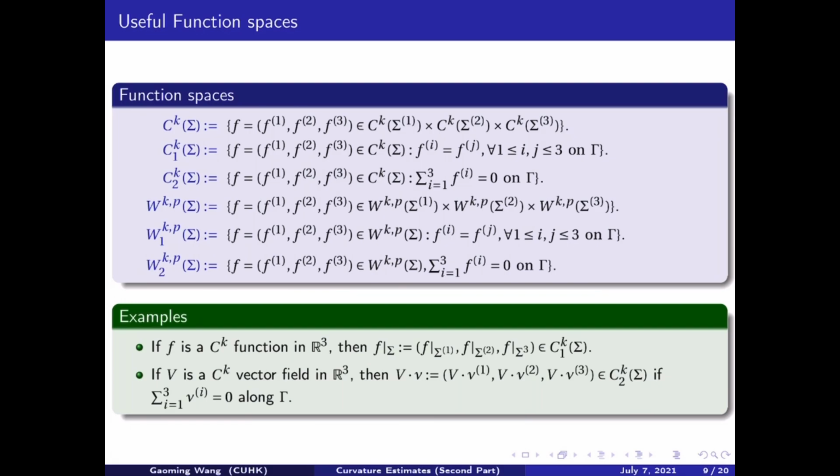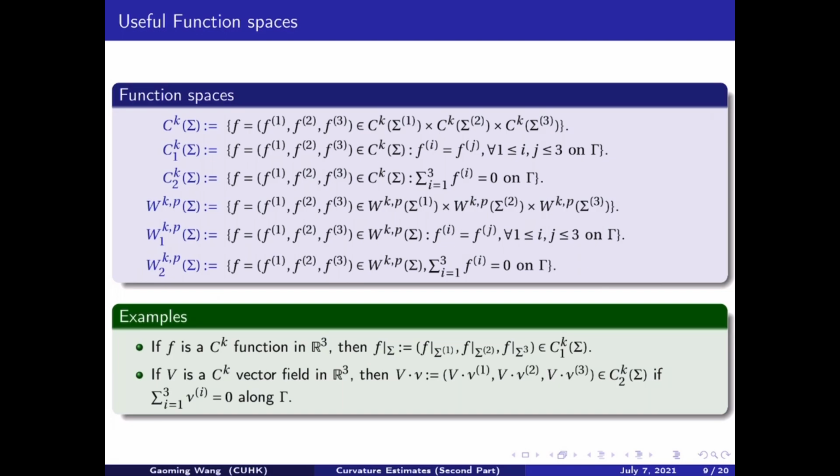We say a function f on Σ is C^k, where we use this notation here, if each f_i is a C^k function on Σ_i. This is easy to understand since we only mean we have 3 independent C^k functions on Σ_i respectively. From the C^k function space on Σ, we can define a subspace of it and call it C_1^k(Σ). We say a C^k function f on Σ is in C_1^k(Σ) if f_i and f_j agree with each other along γ. Here is an example of this function space.